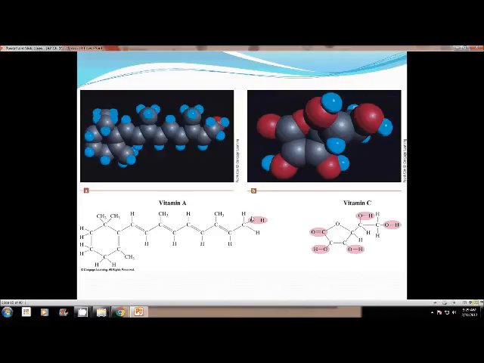Versus vitamin C, which is picture B, and it shows you from the chemical structure that there are a bunch more hydroxide or OH groups there. So that means it's more polar than the nonpolar fat-soluble molecule. Like dissolves like, remember, so water would dissolve vitamin C a lot better than vitamin A because there are more polar bonds on vitamin C.